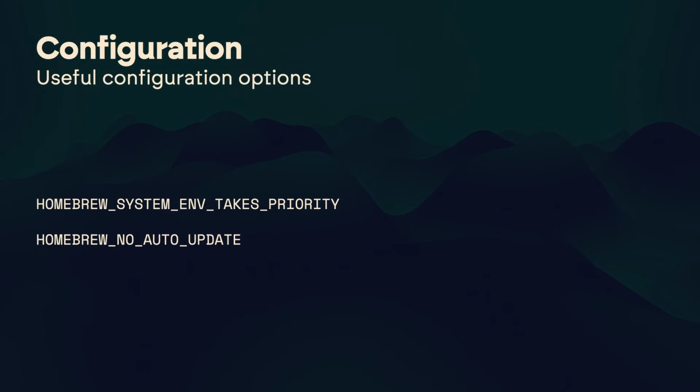Let's talk about some other configuration options. There's one called Homebrew System env takes priority.